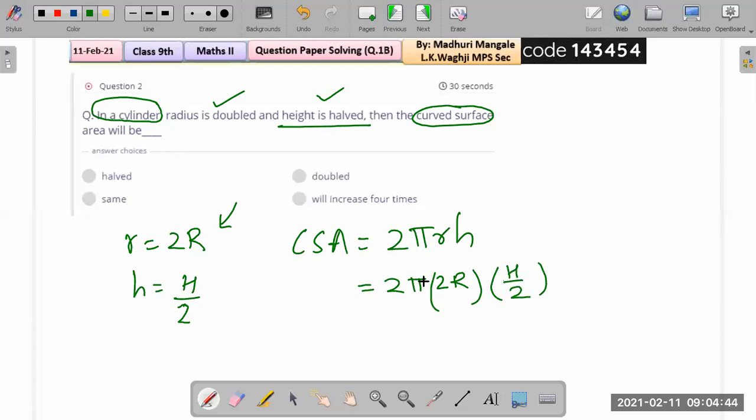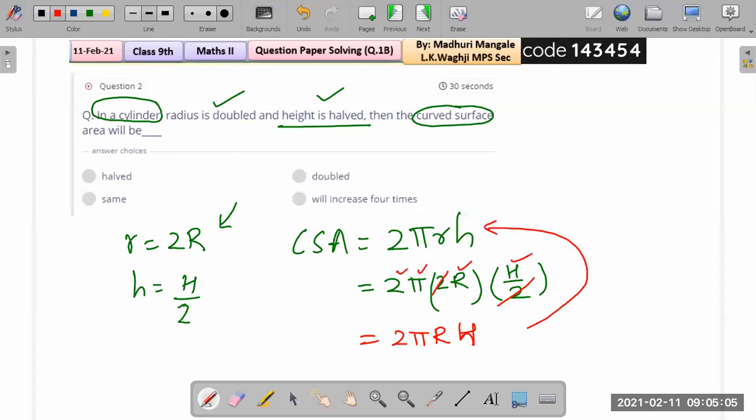We have to simplify this and check what happens. Do we get a half? Do we get the same, a double, or will it increase 4 times? We just have to simplify. The 2 and 2 get crossed out. What are we left with? 2 pi rh, isn't it? 2 pi r and h.